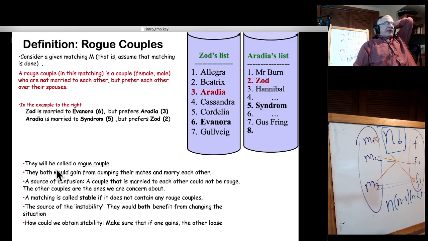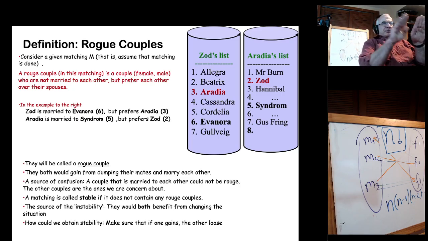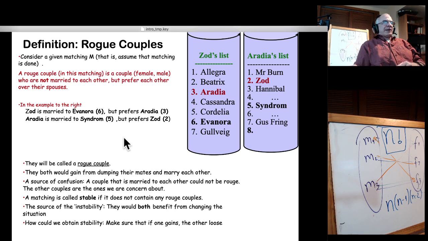If I have a marriage in which there is no rogue couple, we call that matching stable. It's very easy to get confused about what the potential rogue couples are. These are the couples that are not married to each other. Couples that are married to each other cannot be rogue. Couples that are not married to each other, we have n squared many pairs, are potentially rogue depending on whom they are married to and what their preferences are. So what we will study is how to find a marriage in which there are no rogue couples, in which there is stability in this sense.